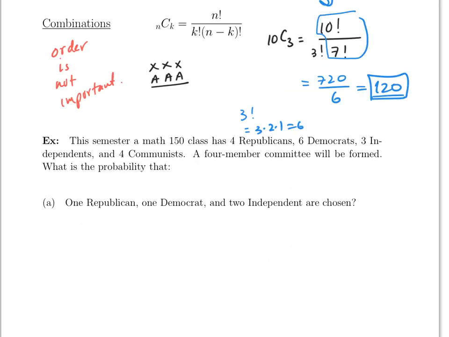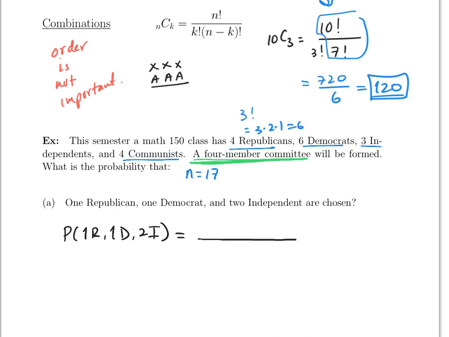Now let's do a word problem related to this. So here you have a class where you have 4 Republicans, 6 Democrats, 3 Independents, and 7 Communists. So the total number of people you have is 20. You're picking a committee of 4 people, so for a committee the order doesn't matter, so you have to use combinations. The question is asking what's the probability you'll get 1 Republican, 1 Democrat, and 2 Independents.